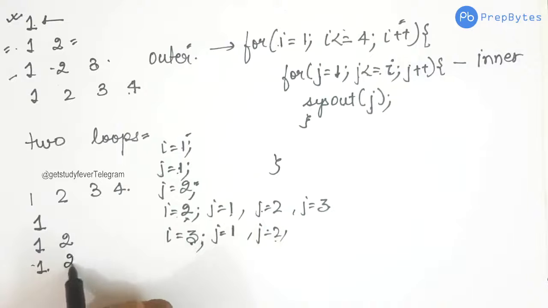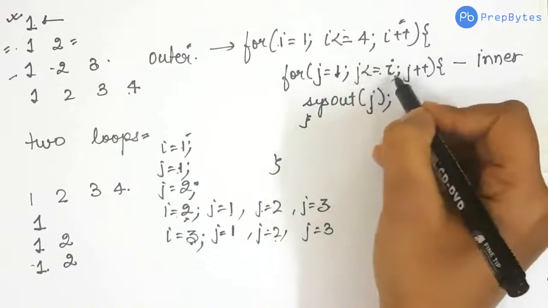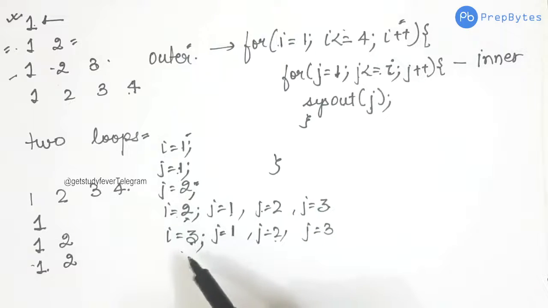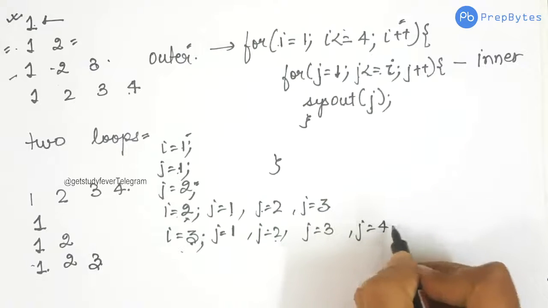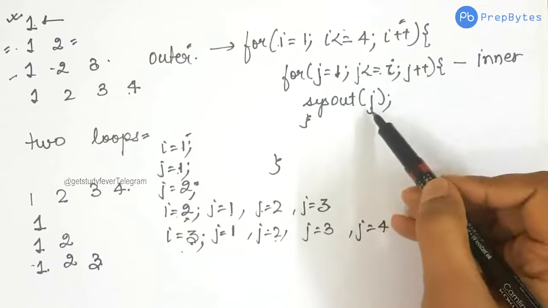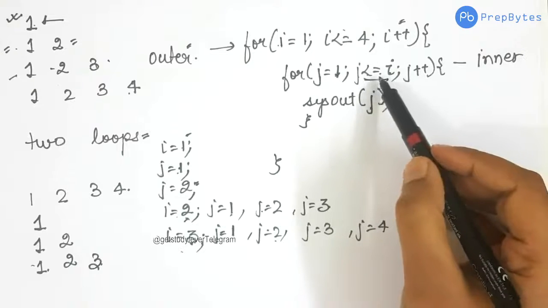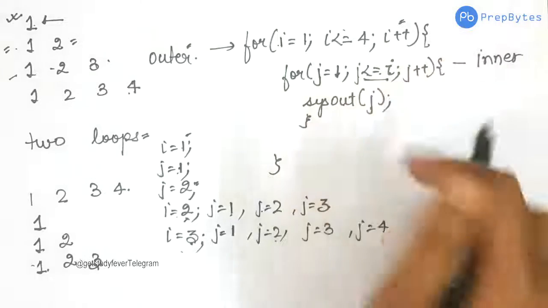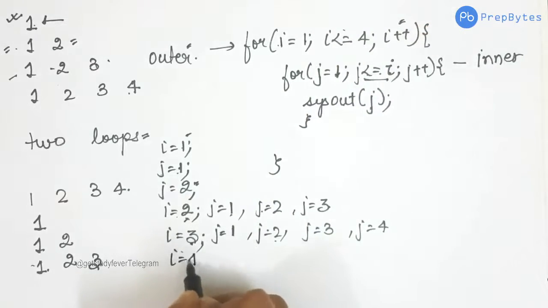Yes, so 2 gets printed. Now my j becomes 3. Again this condition is checked. Is j less than or equal to i? Yes, 3 gets printed. Now my j becomes 4. When my j becomes 4, again this condition is checked. Is my j less than or equal to i? No. Then this loop breaks and we come back here, and now my i becomes 4.